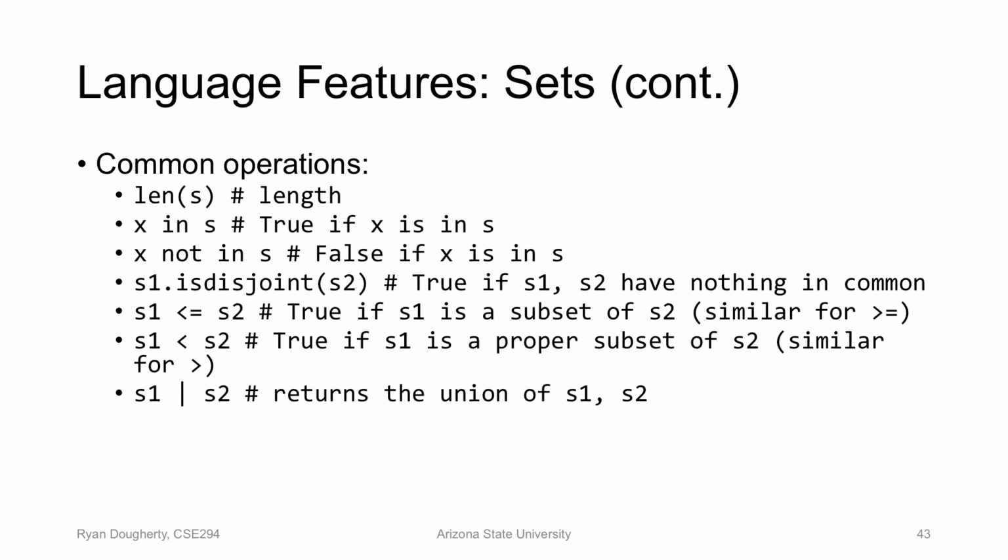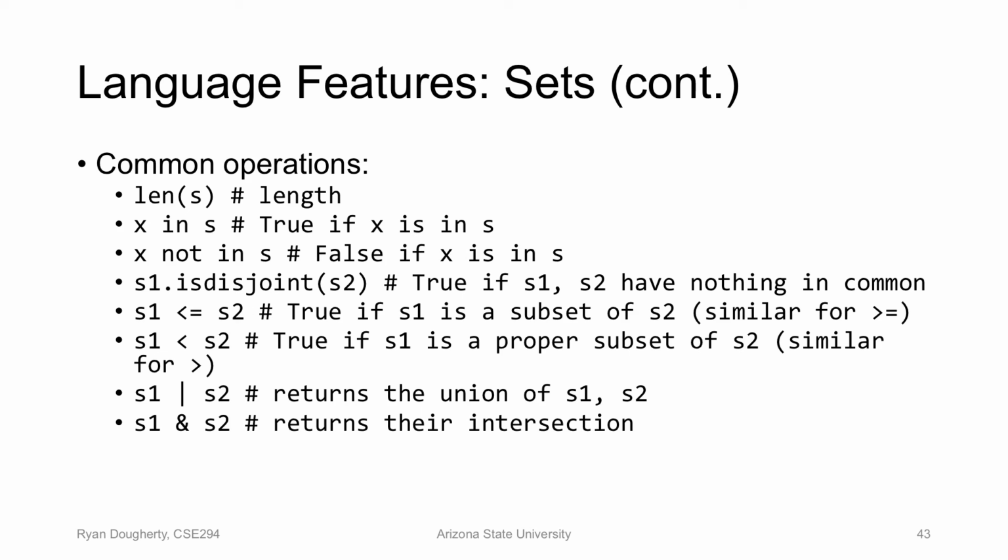S1 vertical bar S2 just returns the union. What it does is create a new set, basically adding every old element in both of the sets into this giant set. So it returns the union. Every element in the union is either in S1 or S2 or both.